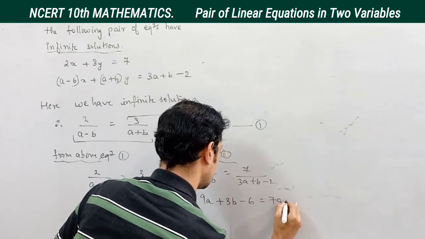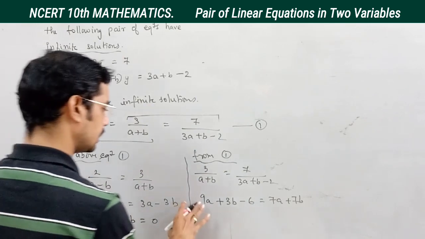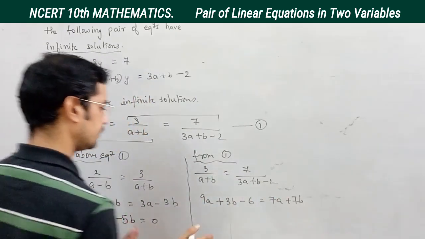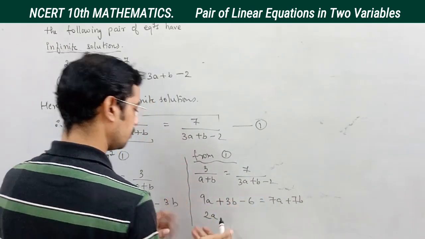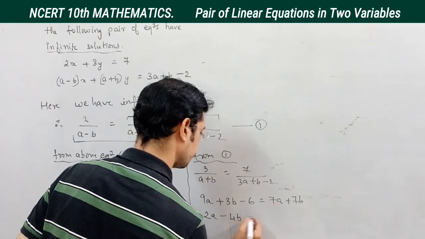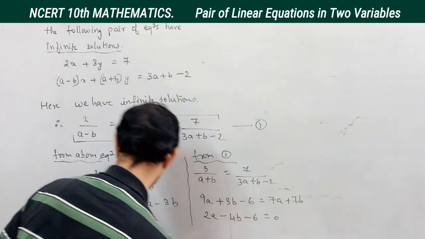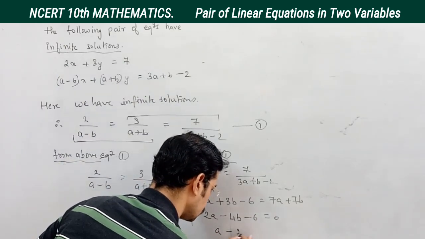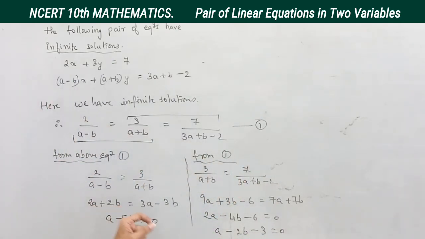equal to 7a plus 7b. Now taking everything to the left hand side, 9a minus 7a becomes 2a, and then we have minus 7b plus 3b becomes minus of 4b, and then we have minus 6 equal to 0. Simplifying this further, we get a minus 2b minus 3 equal to 0. Solving this by substitution will be the easiest way, because we already have the coefficients equal.